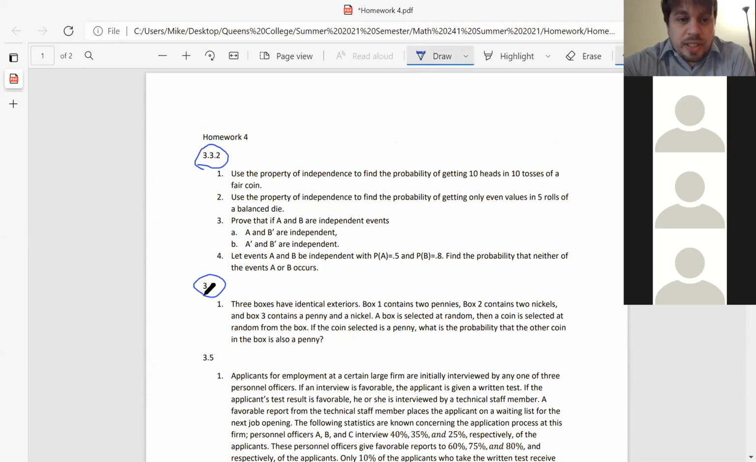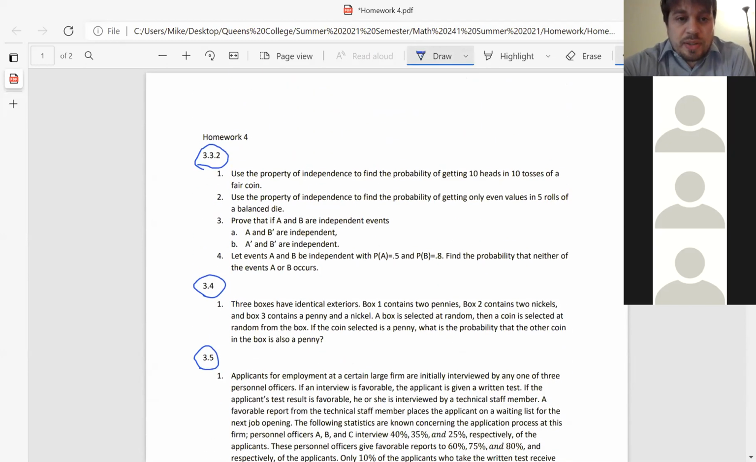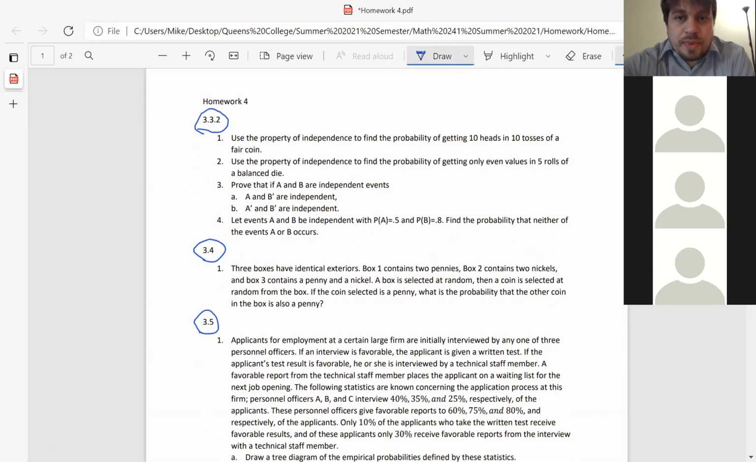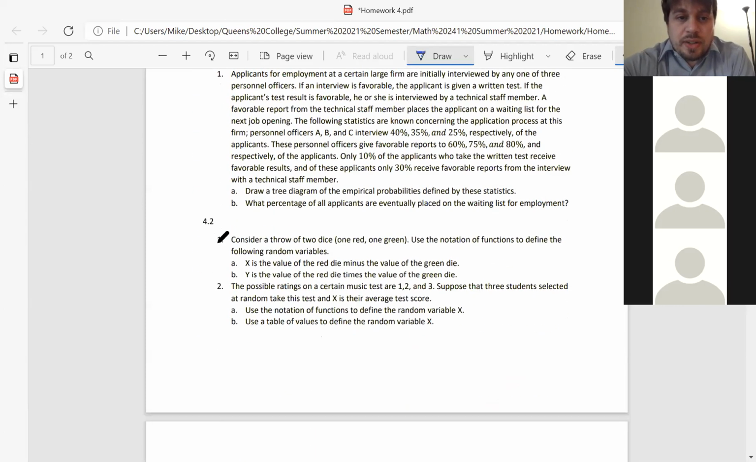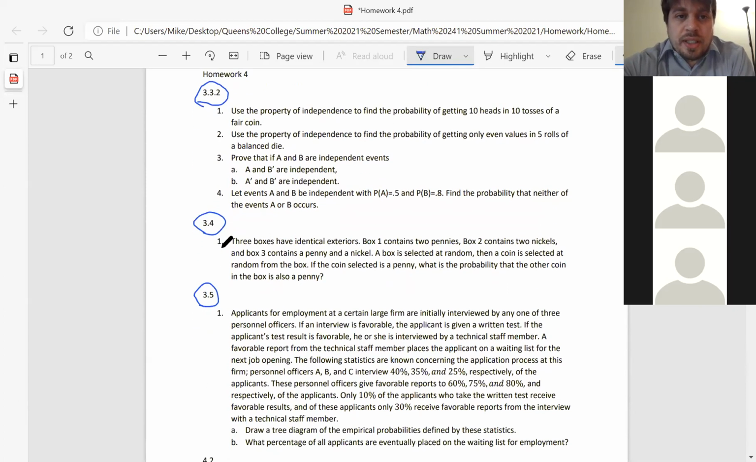All right, and keep in mind that the sections that are going to be on test 1 are the sections in chapter 3, right? So these 3 sections are the 3 sections that are going to be on test 1. The other questions are test 2 material.